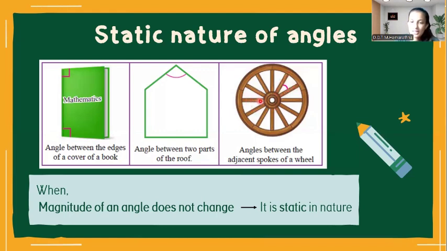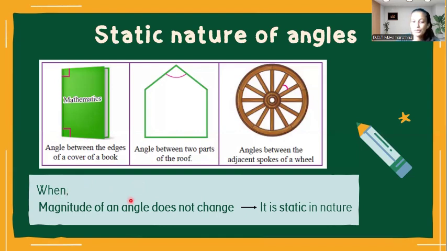Think of the wheel of a bicycle. When we are riding the bicycle, does this angle change? It does not change, no. So the angle between these two spokes is not changing. So this is also an angle with a static nature.